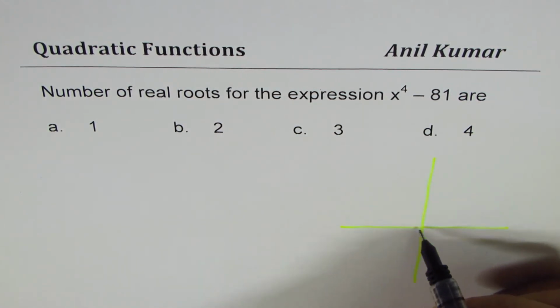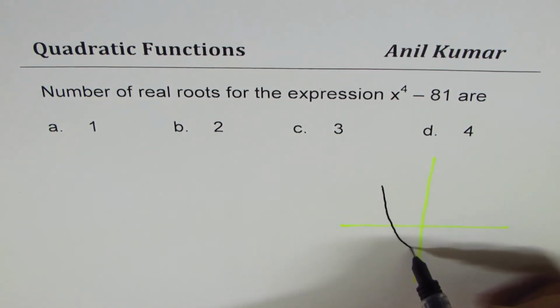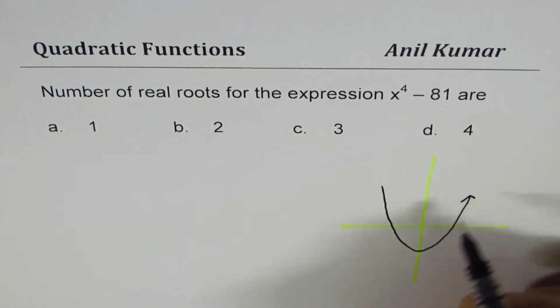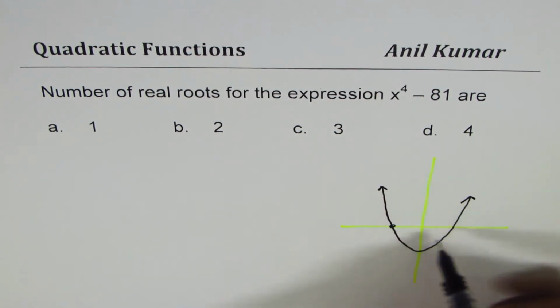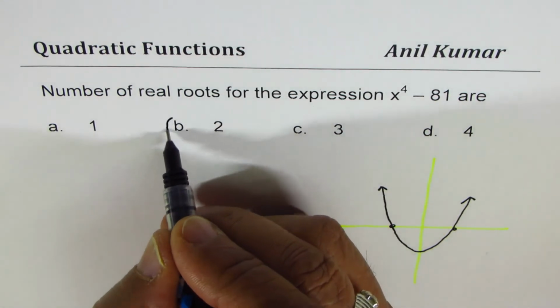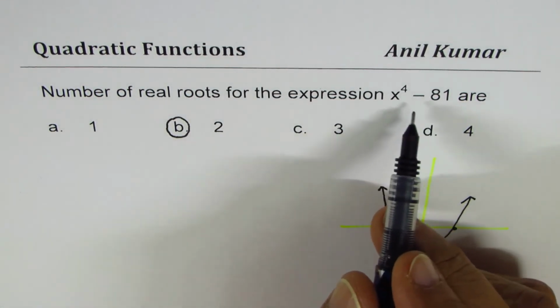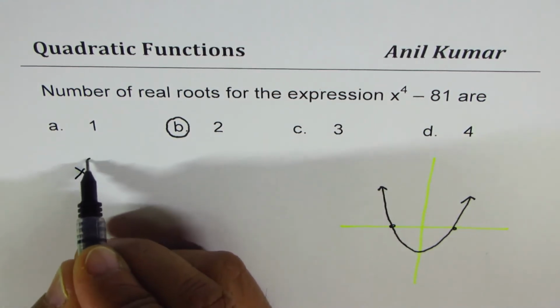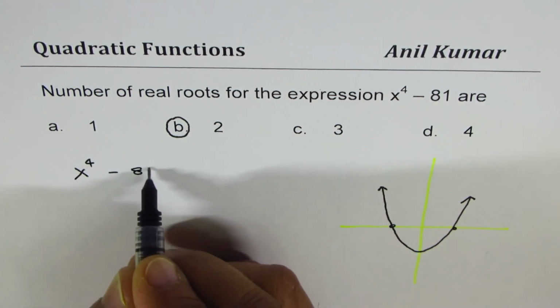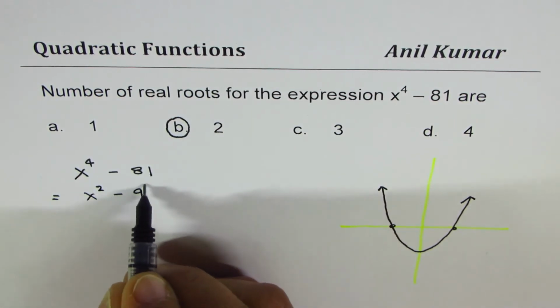X to the power of 4 is a function which goes through 0. Minus 81 means it will be kind of like this, right? So you can clearly see that there are just two roots, two real roots. So that's one way of doing it. The other way is we can find factors for this. So we have x to the power of 4 minus 81. So let's factor it. It becomes x squared minus 9 squared.